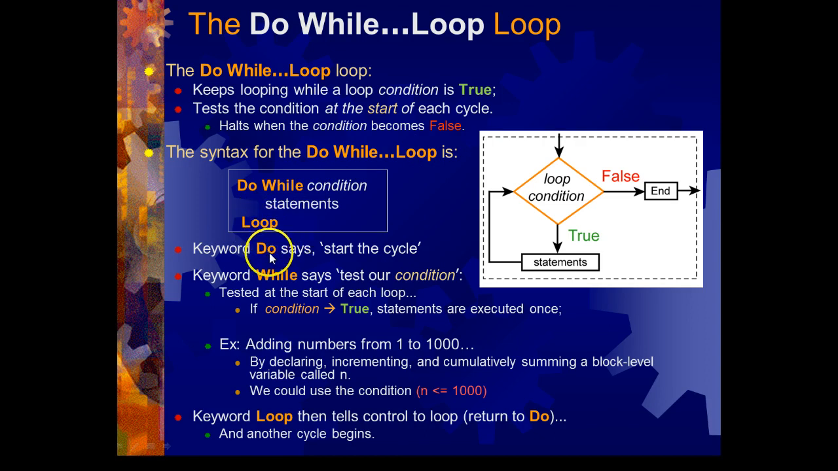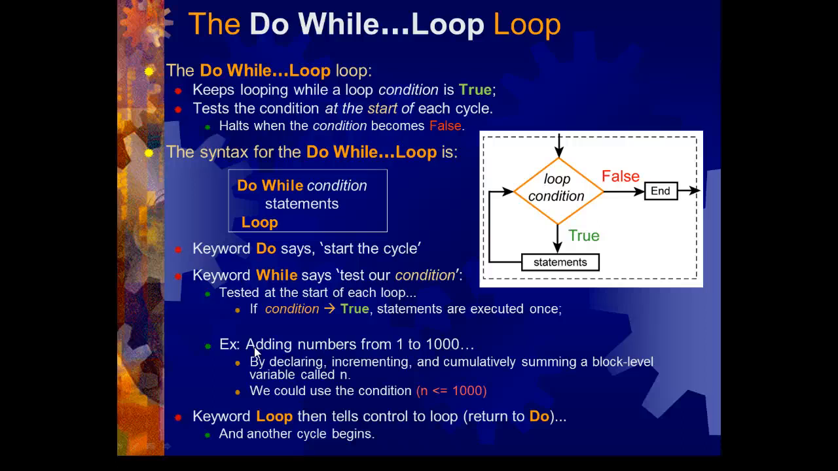The keyword do says start the cycle. The keyword while says test our condition. Test it at the start, at the beginning of each loop. If the condition is true, these statements are executed once. Every time it's true, they're executed. For example, adding numbers from 1 to 10,000 by declaring, incrementing, and cumulatively summing a block level variable called n.